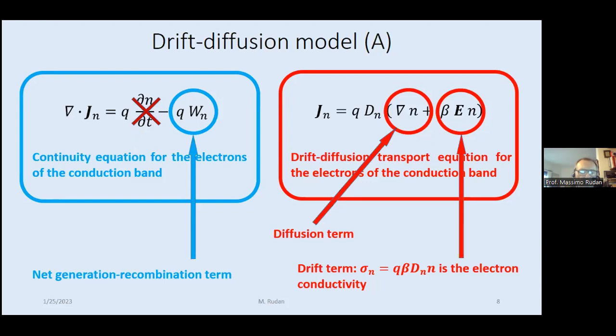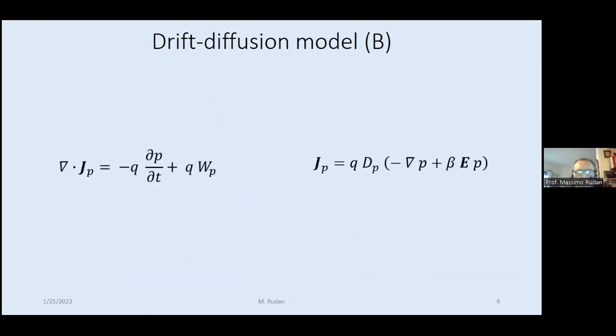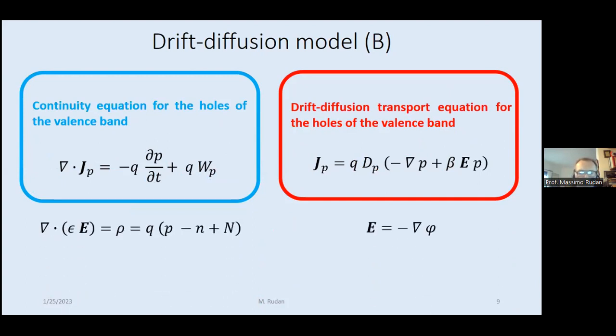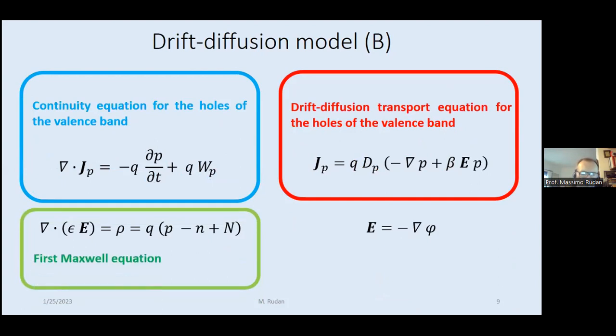If we are in a steady state situation, we simply neglect the time derivative of the carriers. For the holes, we have two similar equations. And then we must describe the electric potential and the electric field. So we have two more equations. The one on the left is essentially the first Maxwell equation, stating that the divergence of the displacement vector is equal to the charge density. And for the semiconductor, the charge density is equal to the contribution of the holes, that is the small p, minus the electrons, that is the small n, plus the net dopant concentration, that is the capital N.